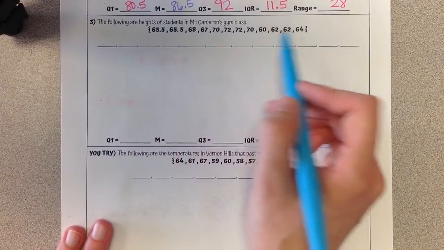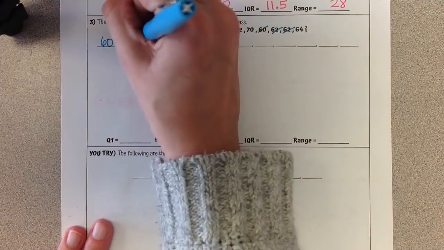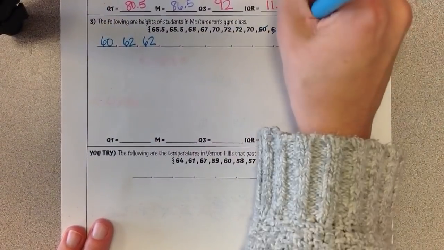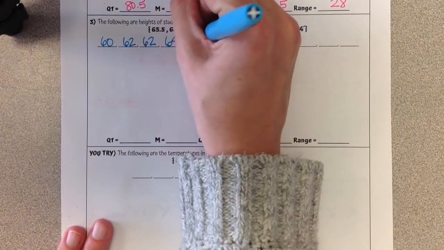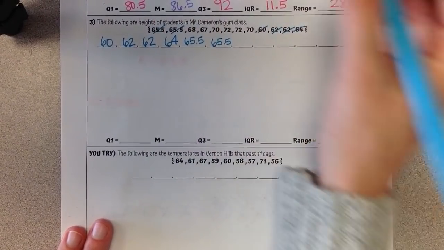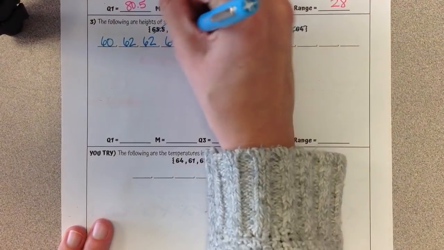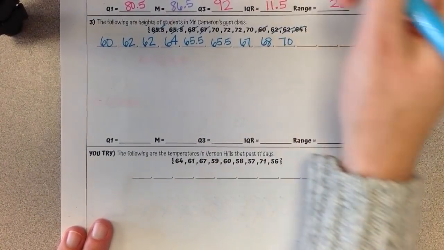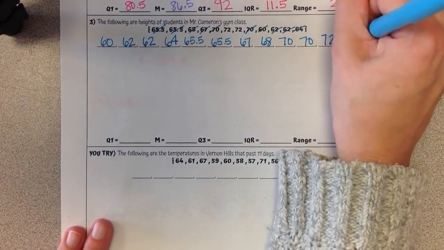The lowest number I see is 60. Then 62, another 62, 64. I don't see any 65s, but I see 65.5, another 65.5, then 67, 68, 70, another 70, 72, and 72.